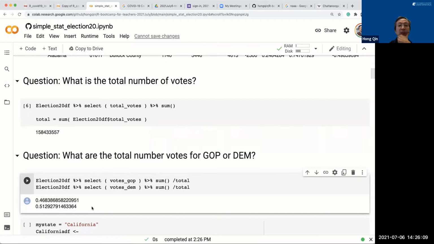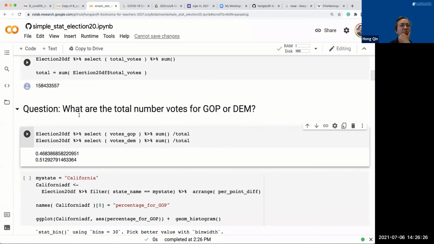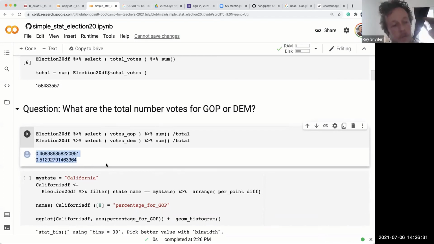51.29 something for DEM. 46.8 something for GOP. Really? That's a lot. I thought the difference was smaller than this. Did I do something wrong? Is that the official record? Well, it's the data, and then there's the news report. I guess there's the official report.